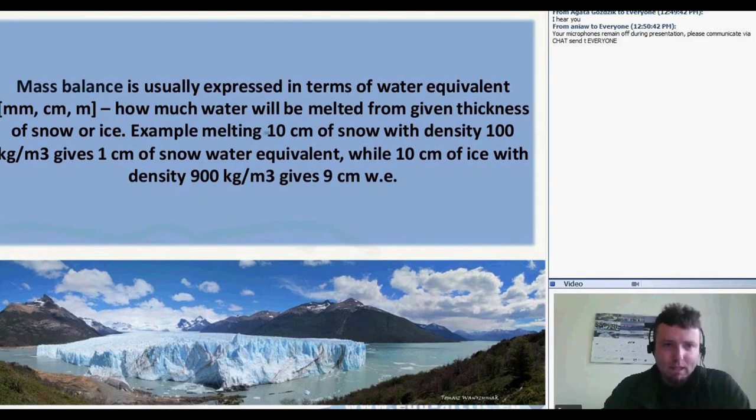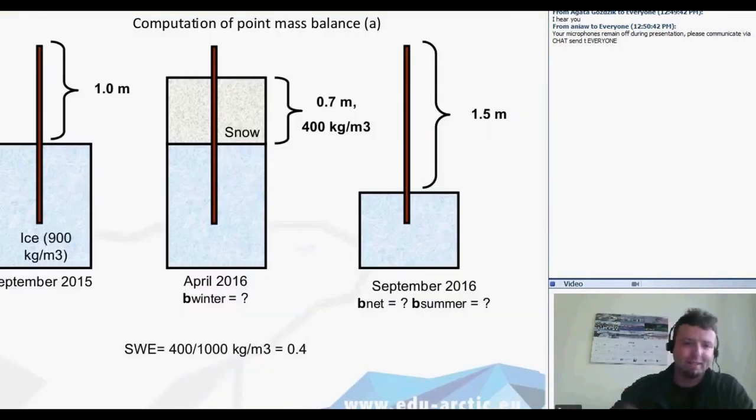As I said, mass balance is expressed in millimeters, meters, sometimes centimeters. So again, 10 centimeters of snow with density of 100 kilograms per cubic meter gives 1 centimeter of snow water equivalent, and 10 centimeters of ice with density 900 kilograms per cubic meter gives 9 centimeters of water equivalent. So there is more water in ice than in the same layer of snow.